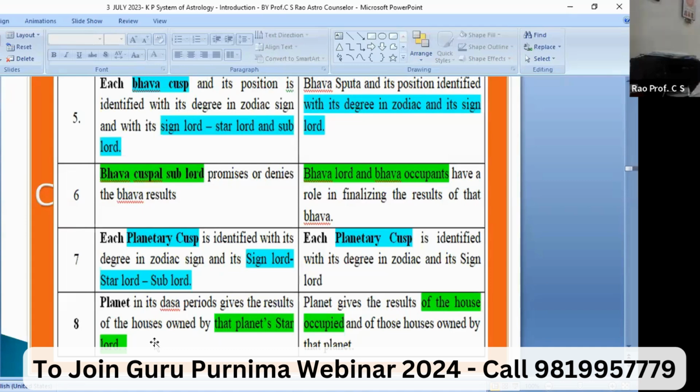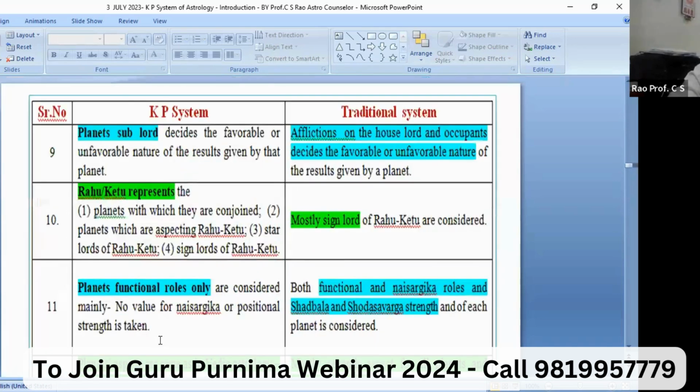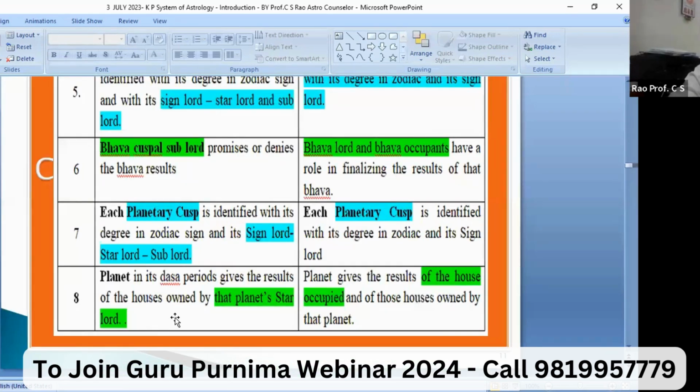Coming to the traditional system, a planet gives the results of the house occupied first, and then of those houses owned by that planet. Here, same Venus, let us take the Venus dasha. Venus is the occupant of some bhava. That bhava's result is given in the Venus dasha period. Then Venus owns two other houses, Taurus and Libra. What are the bhavas falling in Taurus and Libra? Those bhava results are given by Venus in the traditional system. So that is the difference between the KP system and the traditional system in deciding the dasha period events.